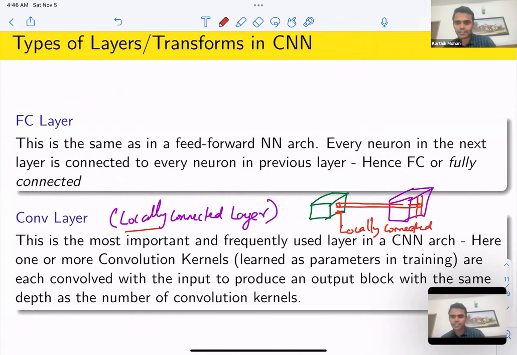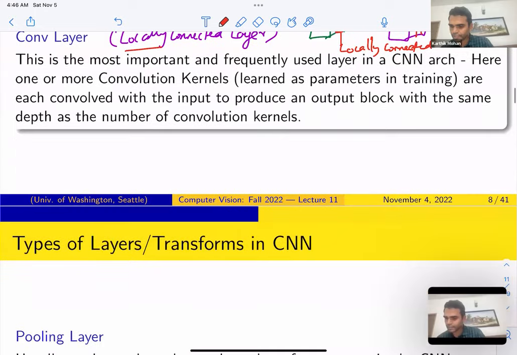Whereas in fully connected, everything's connected to everything. So the conv layer is locally connected, and there's a convolution that happens to get that. We also spoke about how this is done, so we'll also recap that.